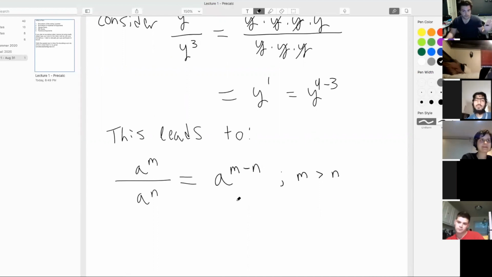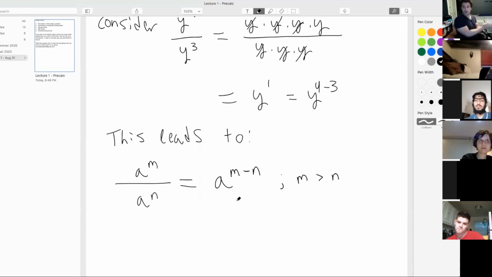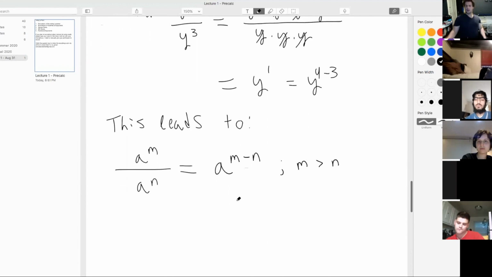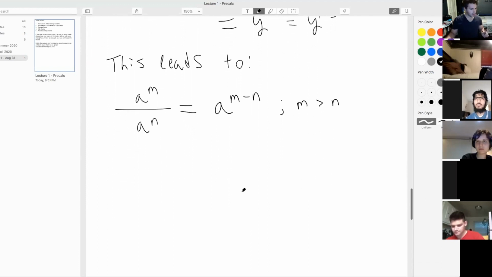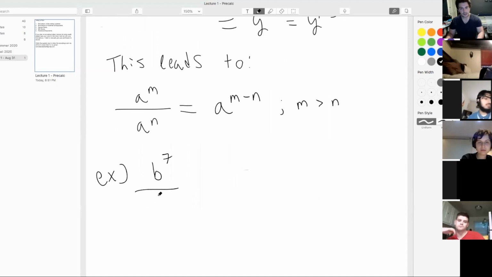Okay, so that's the rule. It's very similar to the product rule, except now we're subtracting. So I hope we're okay here. All right, so please just stop me at any time. All right, so let's just do a few examples. So let's look at b to the 7th divided by b to the 2nd.